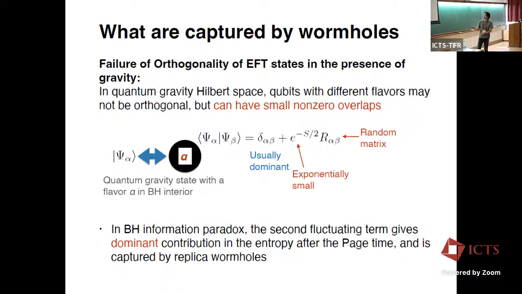If you take the ensemble averaging of this right-hand side, then this second term is not only exponentially suppressed, but also averages to zero, so it is not visible. But what the Euclidean wormhole does is capture the statistics of this second random matrix element. And that is why the Page curve was captured by the replica wormholes.